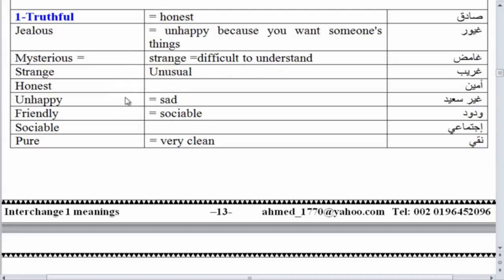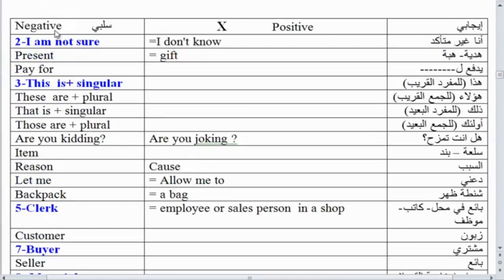Honest, unhappy. The P sound. Unhappy. Sad. Friendly, sociable. British, American, sociable. Pure, very clean. Negative, T, soft D, American, negative, British, negative. Positive, American, positive, O as A.